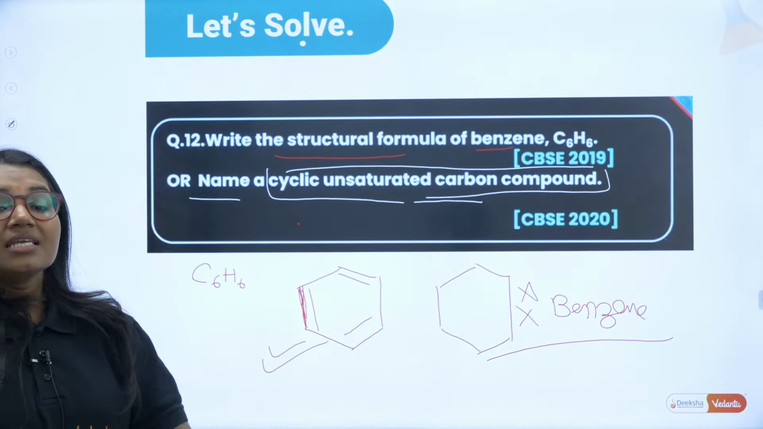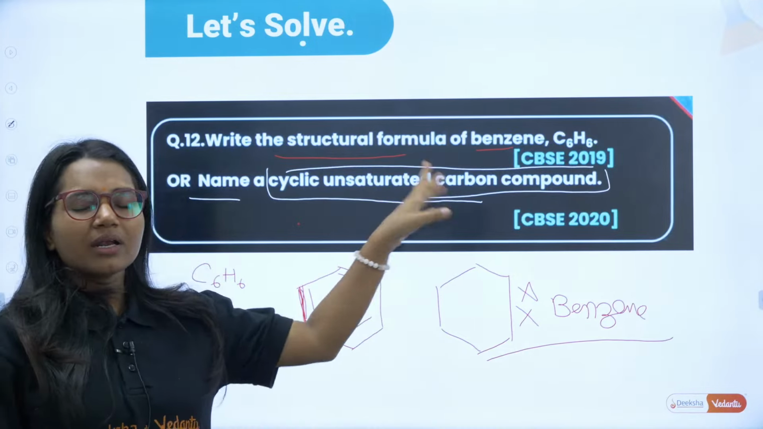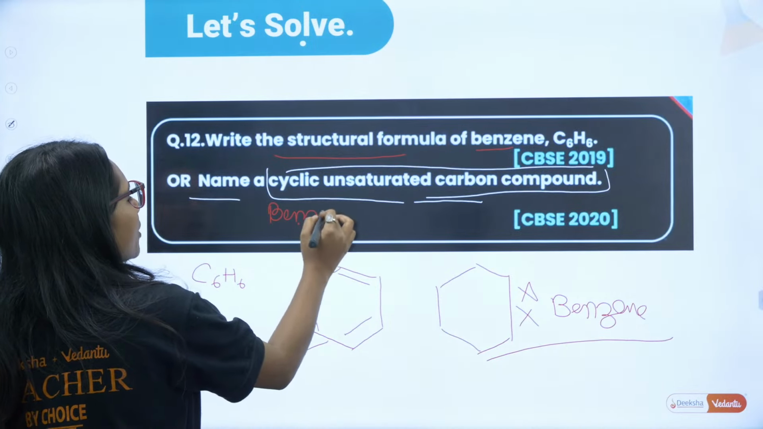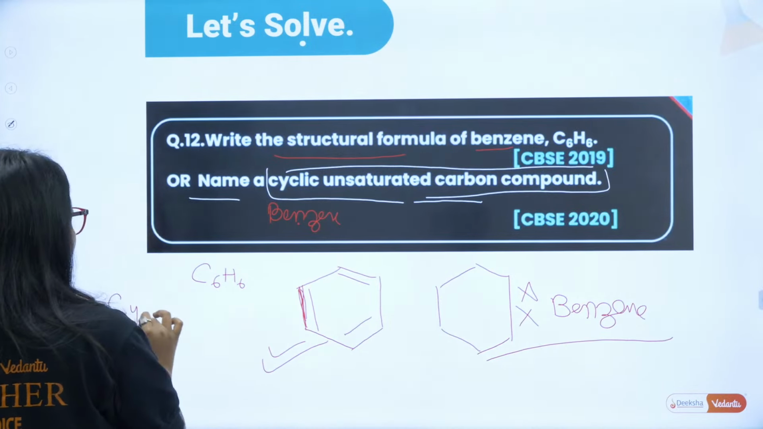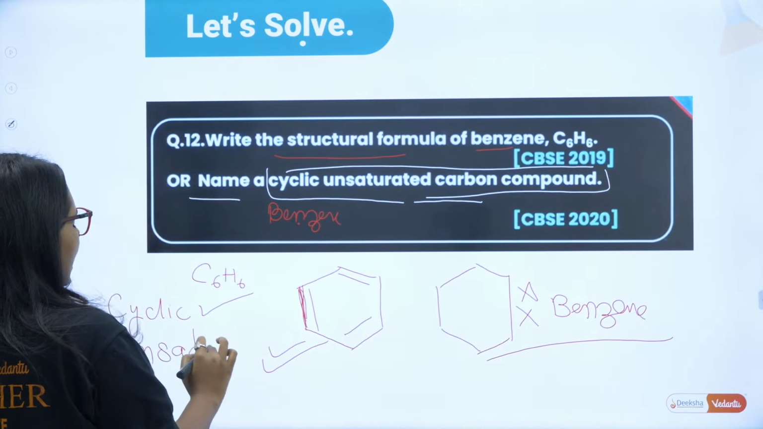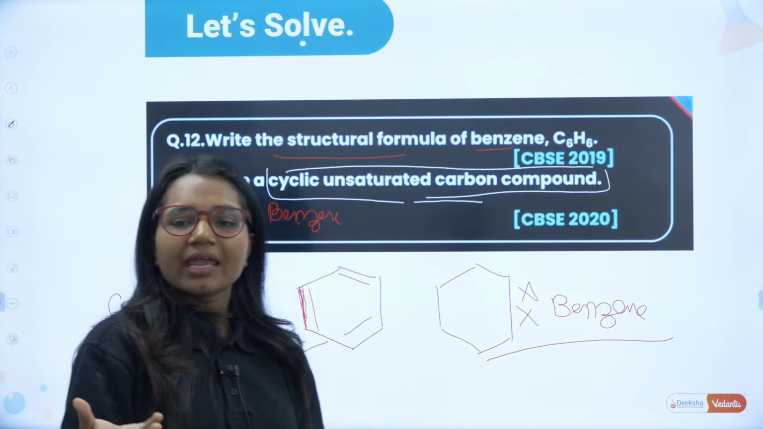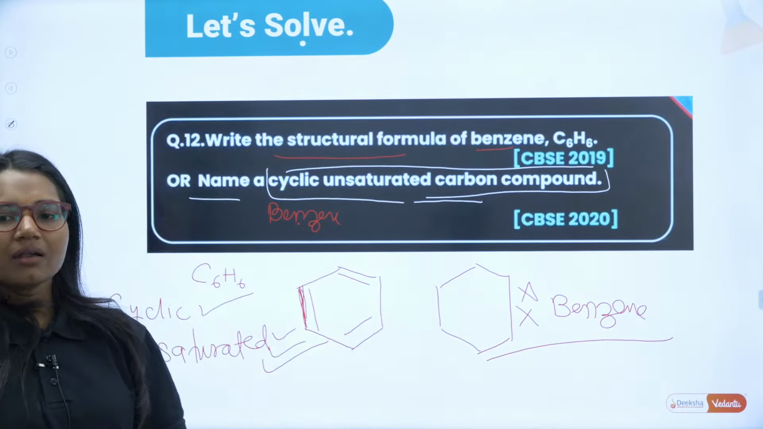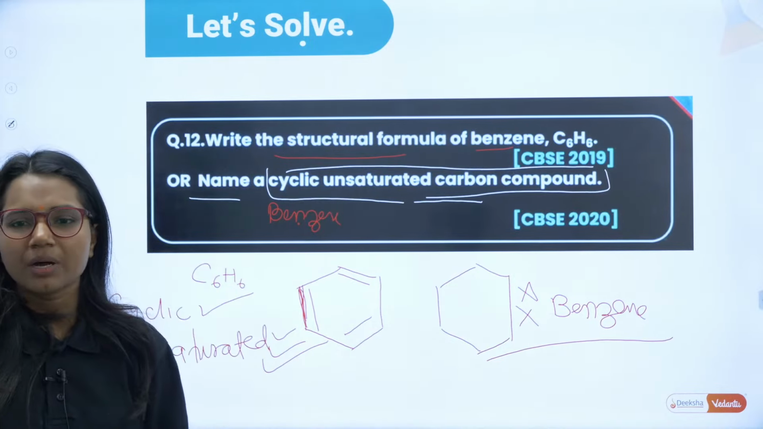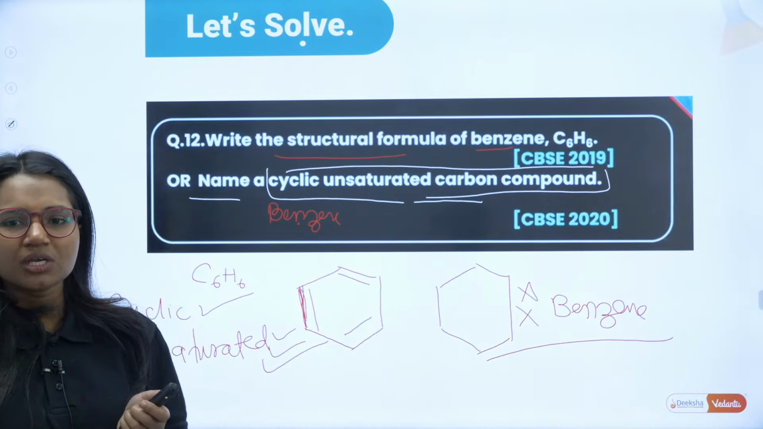Okay, fine. Name a cyclic unsaturated carbon compound. So for this also, you can say benzene, because benzene is cyclic. Yes. Benzene is unsaturated. That also, yes. So benzene is a perfect example. You can take any other example as well. But benzene is also an example of an unsaturated carbon compound. Okay, fine. So can we move to the next question?